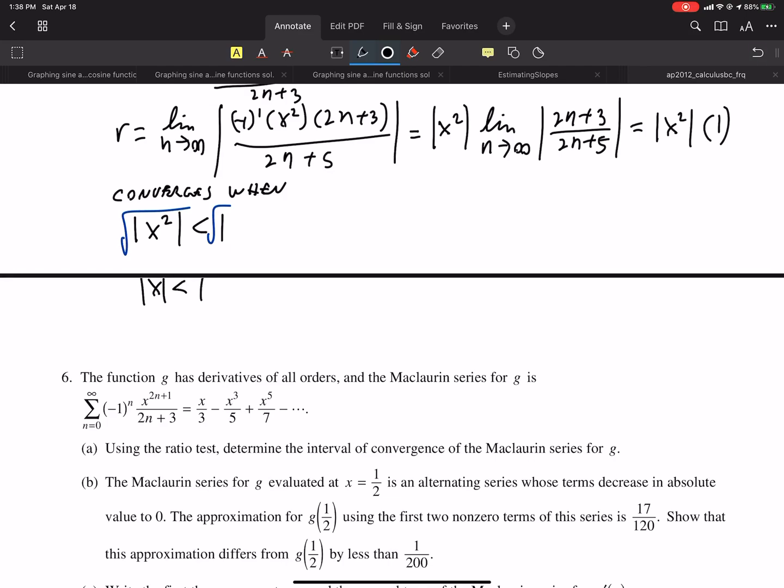Then to rewrite this, it would end up looking like that. So that we know is a region of convergence, but it's not the interval because I don't know what's happening at negative 1 and at 1 because those are cases that make r equal to 1. So I need to evaluate those separately.